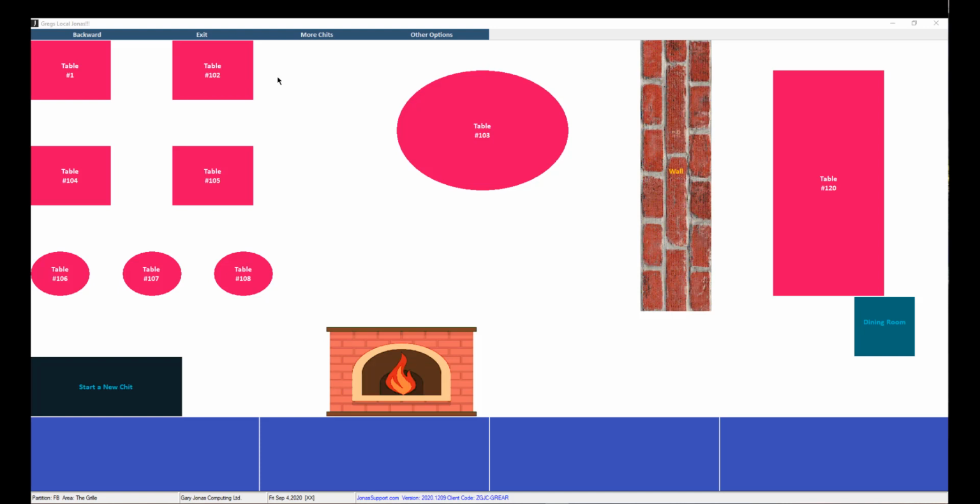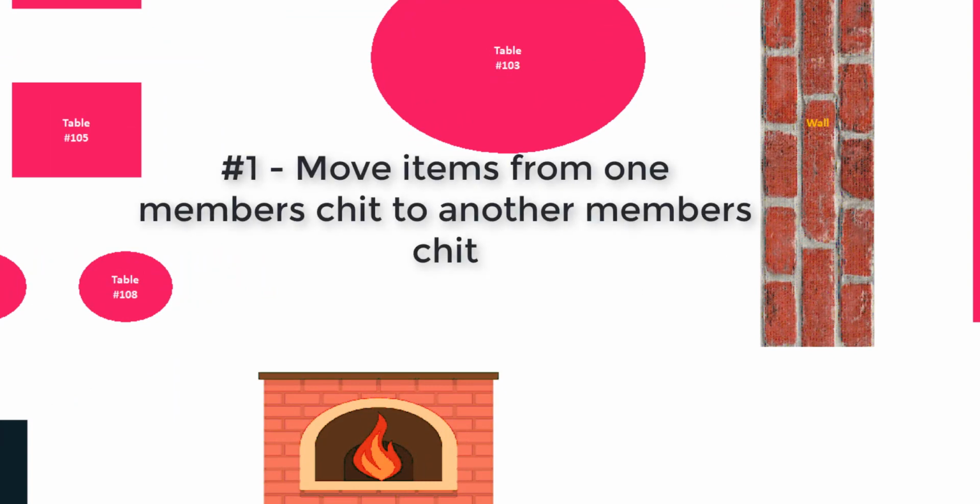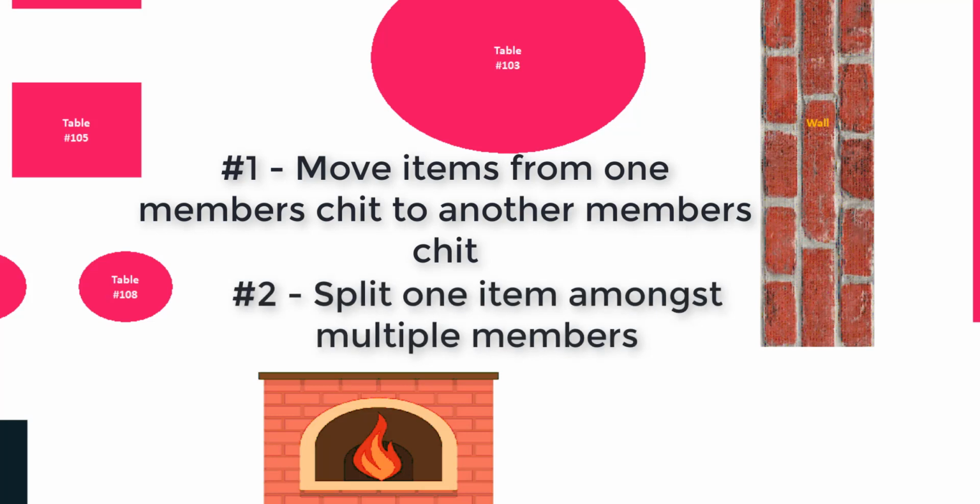In today's video, we're going to take a look at how to use the Split by Item button on the point of sale. Now before we get going, it's important to know that there are two ways you can use this button. The first way is you can move items from one member's chit over to another member's chit. And the second way is you can split one single item amongst multiple members, which is very common if the members want to purchase something like a bottle of wine and split that amongst multiple members.